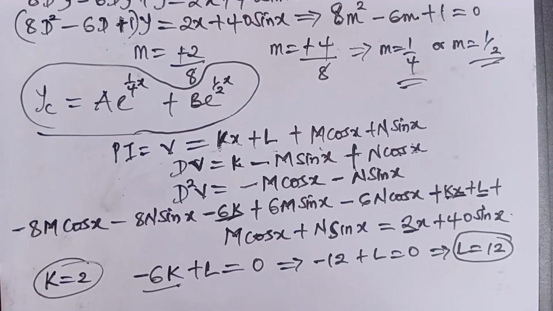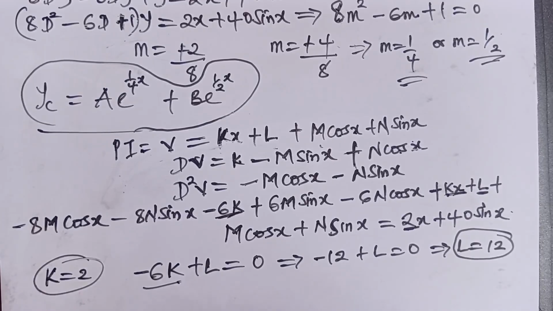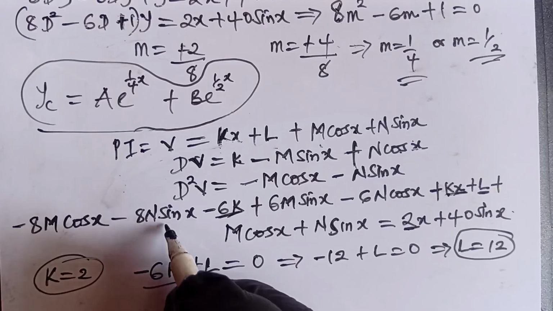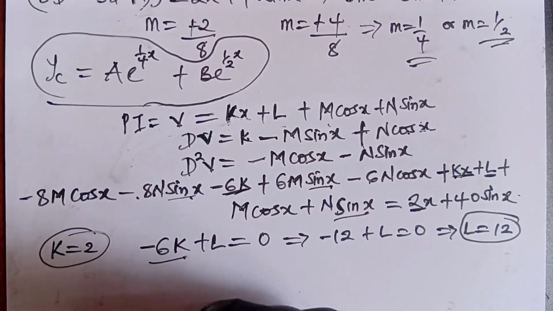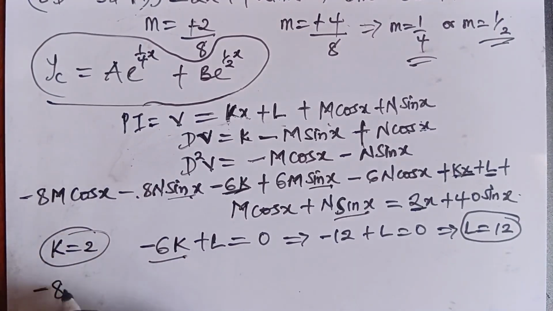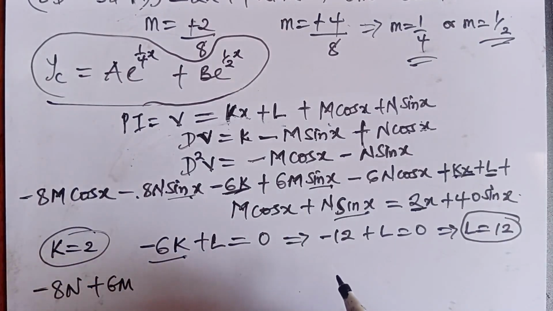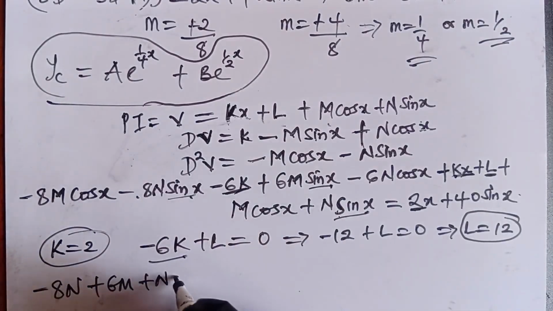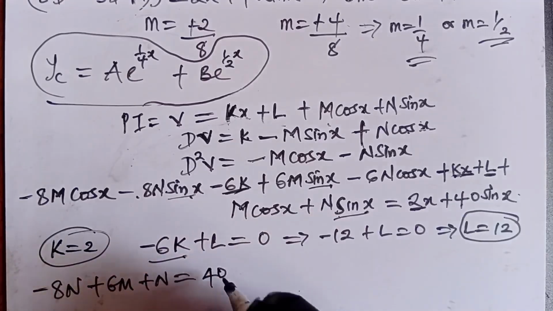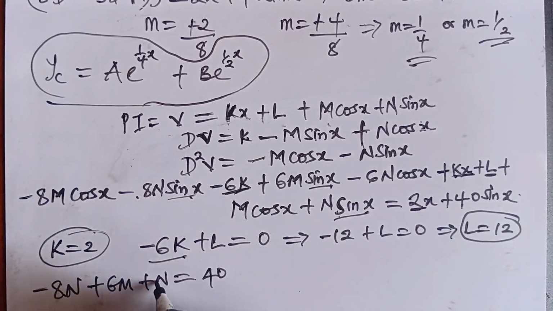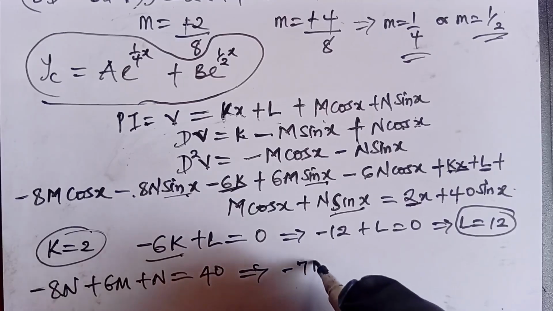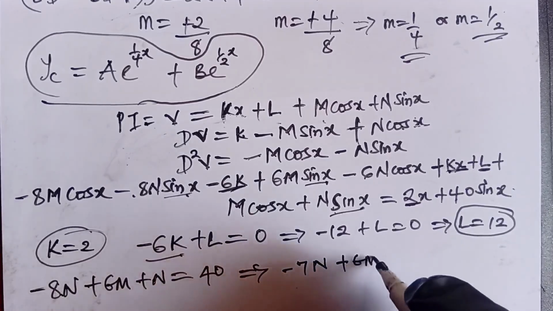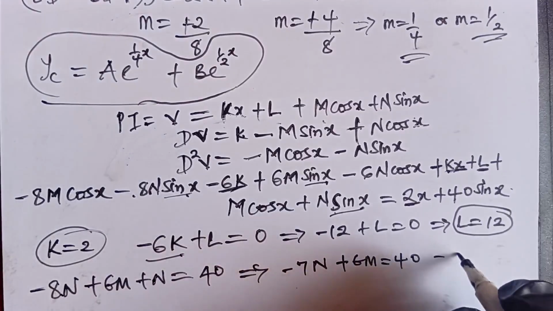So let's handle the other part of it. We have m and n left. For sine, let's compare their coefficients. Minus 8n plus 6m, plus n is equal to 40. That's the sine function we have. Minus 8 plus 1 is minus 7. Minus 7n plus 6m equals 40. Let's call this equation 1.